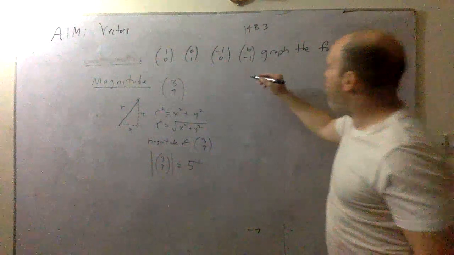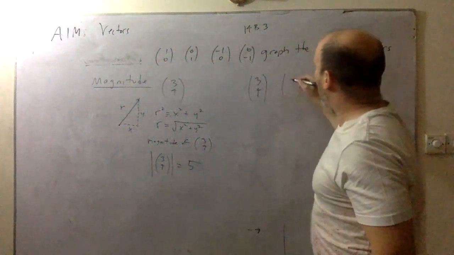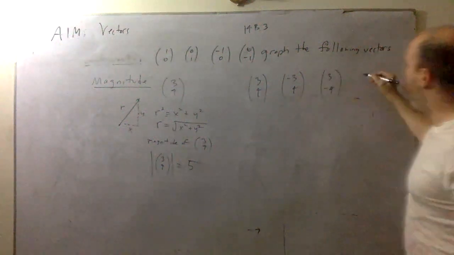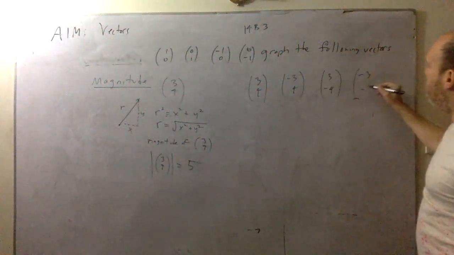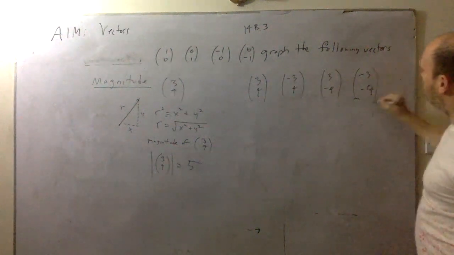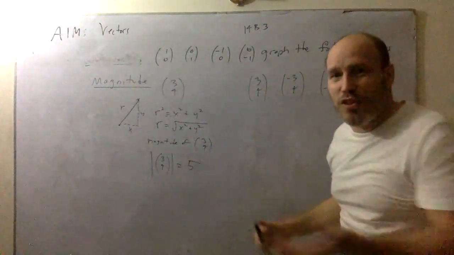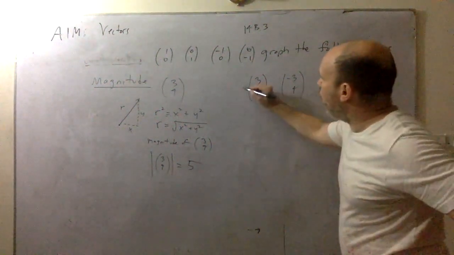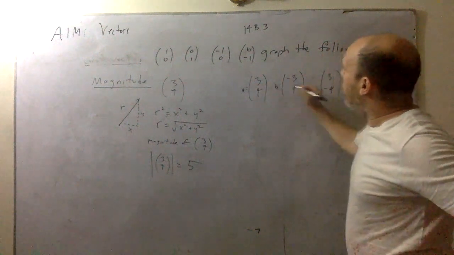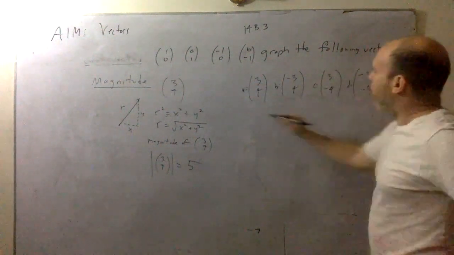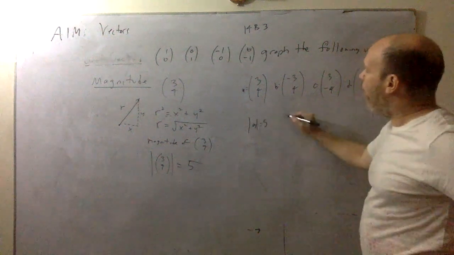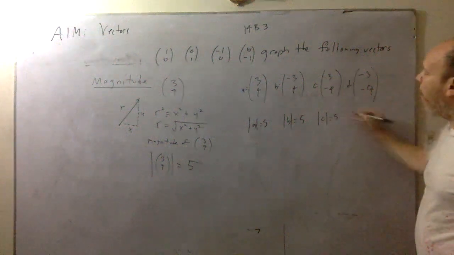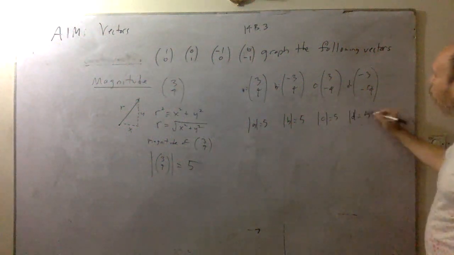I want to put 3, 4, negative 3, 4, 3, negative 4, and negative 3, negative 4. So the question is, what is the magnitude of all 4 of these vectors? And the answer is, let's call these A, B, C, and D. The magnitude of A is 5. The magnitude of B is 5. The magnitude of C is 5. And the magnitude of D is also 5.